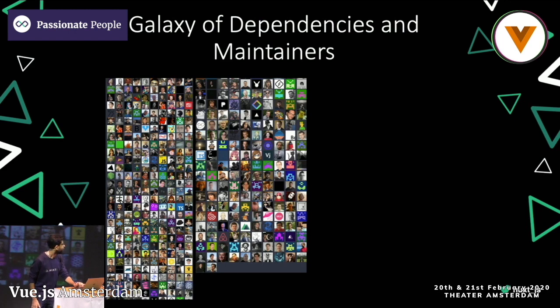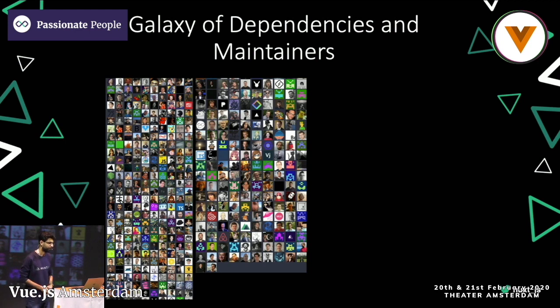And it's not only us, it's like a galaxy of dependencies that we are using by Nuxt. So it's a graph generated based on the contributors to our sub-dependencies, and these huge things are really happening thanks to these awesome developers. Maybe some of the faces are familiar to you.